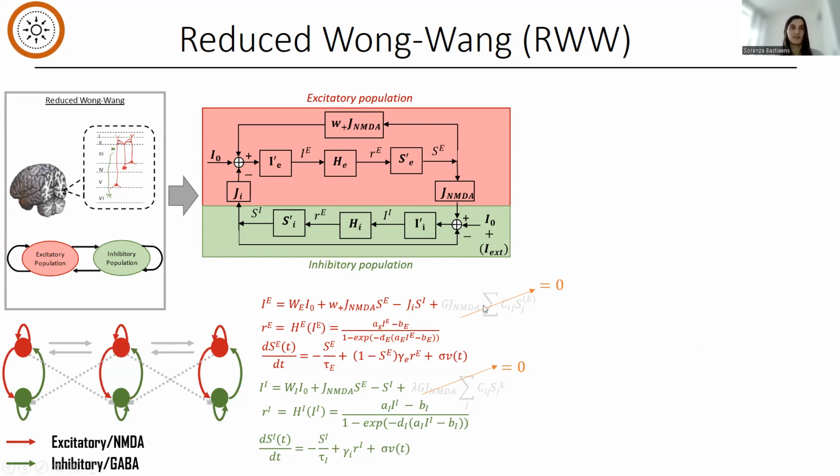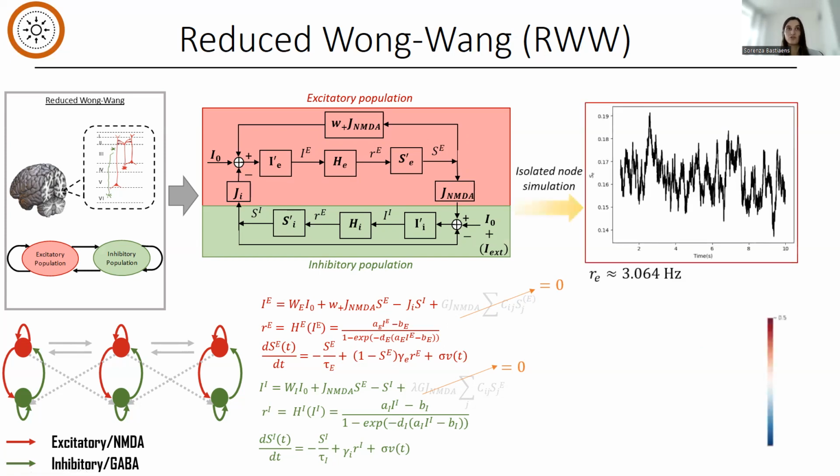So here, as you can see, I have set these parameters equal to 0. This is the case when you have an isolated node, so just one node of the simulation. And with the specific parameter values used, the mean spiking activity of the excitatory pool for this isolated local network is around 3 Hertz.